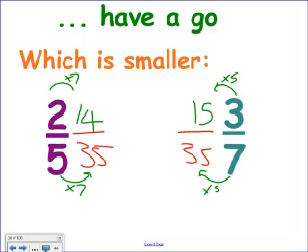So now I'm comparing fruit drinks with fruit drinks, okay? So now I can look at them and I can actually say the smaller fraction is 2/5. You wouldn't say 14/35. The fraction they're interested in is this one. So my smaller fraction is 2/5.